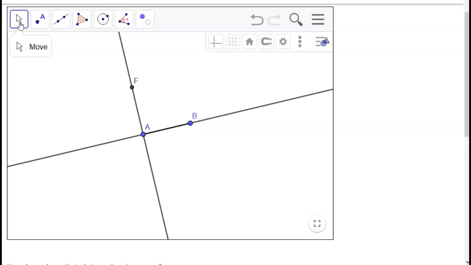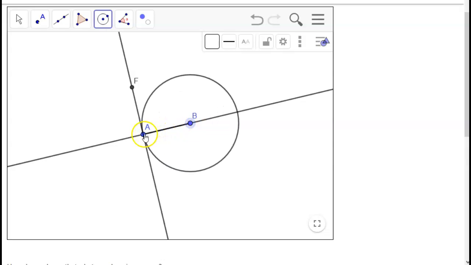The very last thing that we need to do is figure out, we have three points of our square, we need to figure out somewhere up in here is going to be a fourth point. So I'm going to grab the circle tool again, and I'm going to start a circle centered at B with a radius of AB, because I know that that's the length.